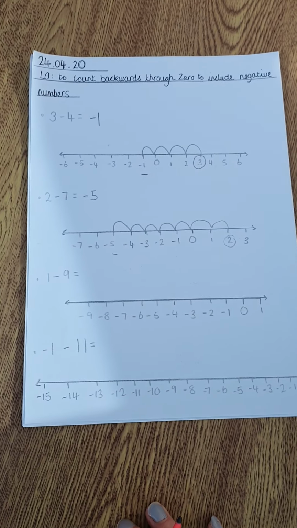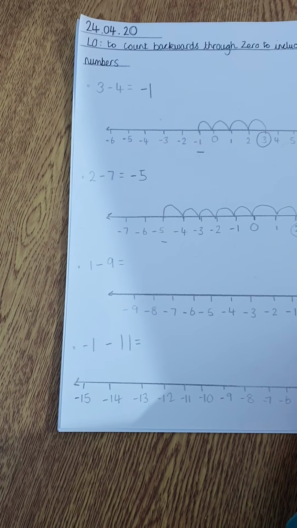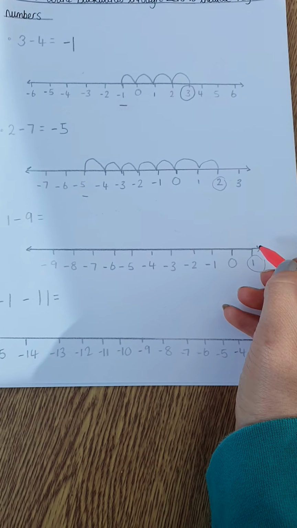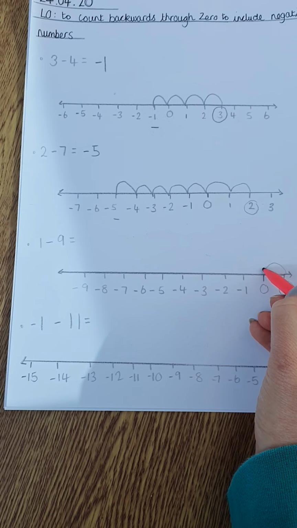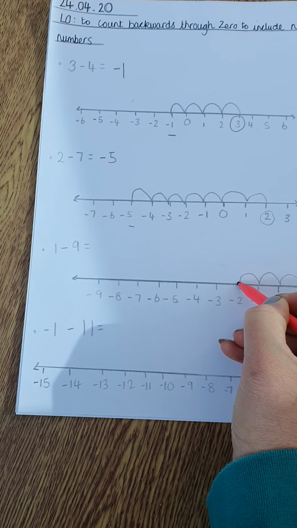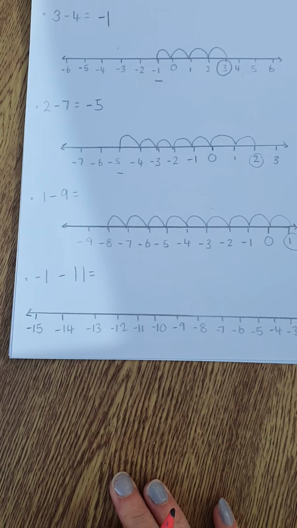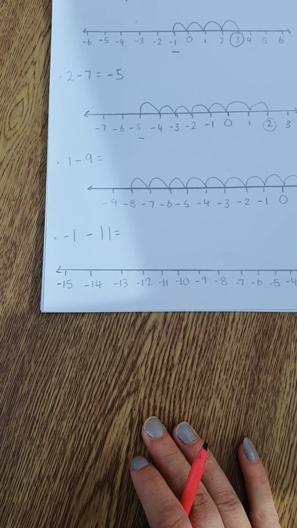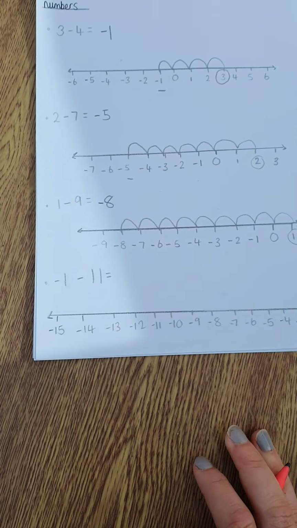So this time we've got 1 minus 9. So if we start on 1, and we're going to count back 9. So 1, I keep moving the camera, 2, 3, 4, 5, 6, 7, 8, 9. So 1 minus 9 is actually giving us minus 8.